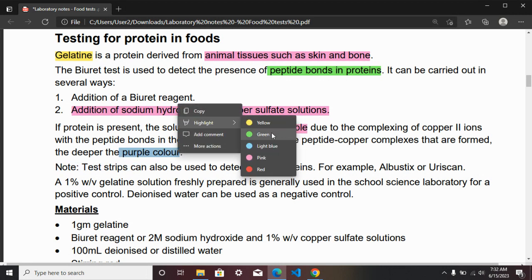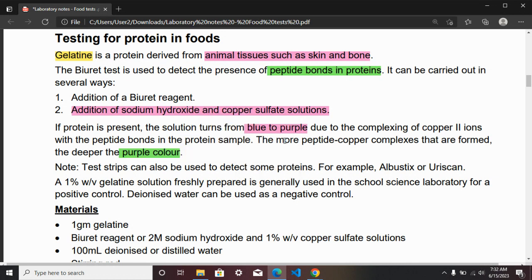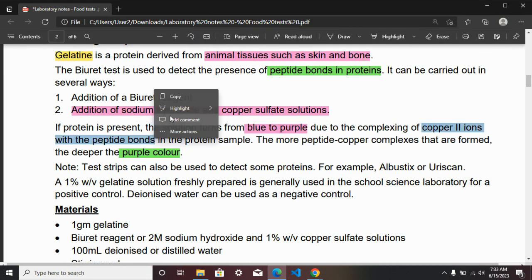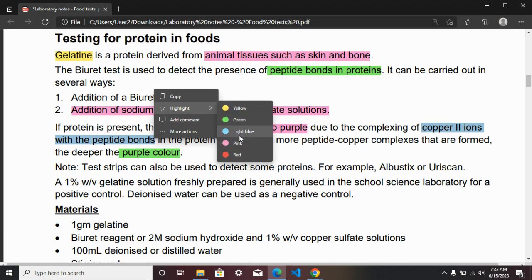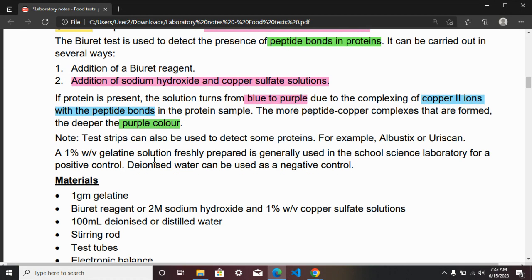So if you mix sodium hydroxide and copper sulfate in the solution where we think that the proteins are present, the color of the Biuret reagent will change from blue to purple, and that is because there will be a formation of complex bonds between copper 2 ions and the peptide bonds. So the more you form those bonds, the deeper the purple color becomes.